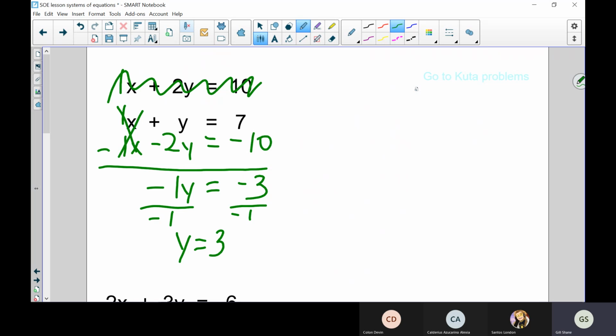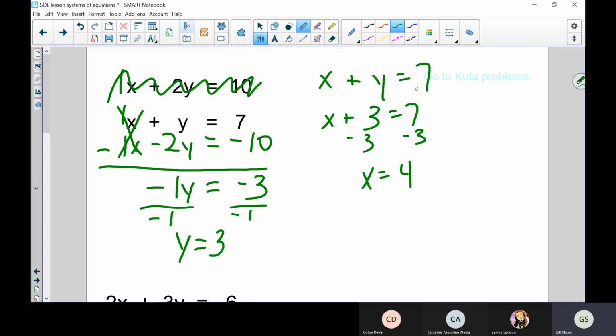Now I'm not done. I do not have what x equals. You have to pick one of the equations. I would pick the easiest equation, so this one's easy to me. There's not any multiplication at all in that. So x plus y equals 7. I know y is 3. So that's pretty easy. I already really know what the answer is, but mathematically, I subtract 3 from both sides. So y is 3, x is 4.